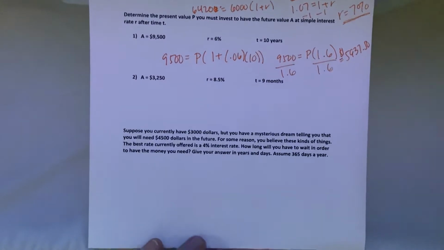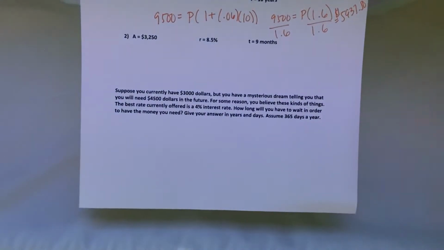Lastly, we could have some word problems as well. Suppose you currently have $3,000, but you have a mysterious dream telling you need $4,500 in the future. Hey, you never know. For some reason, you believe these kinds of things. The best rate currently offered is a 4% interest rate. How long will you have to wait in order to have the money you need? Give the answer in years and days, assuming 365 days a year.